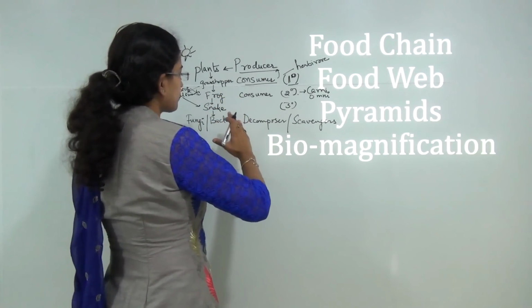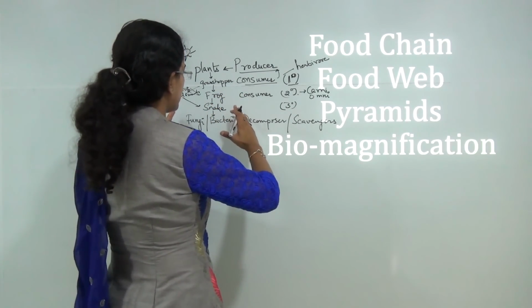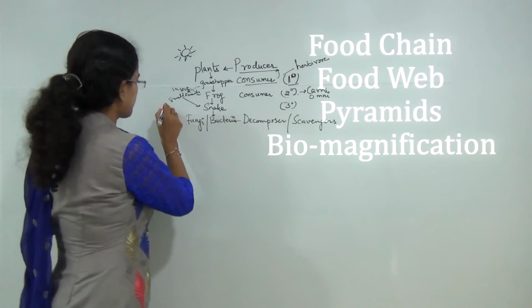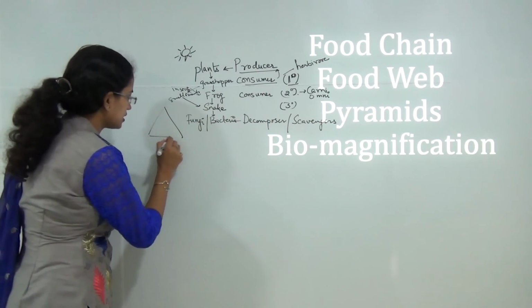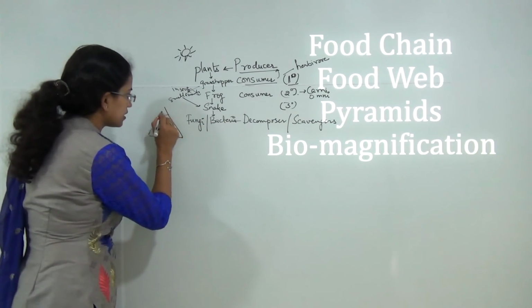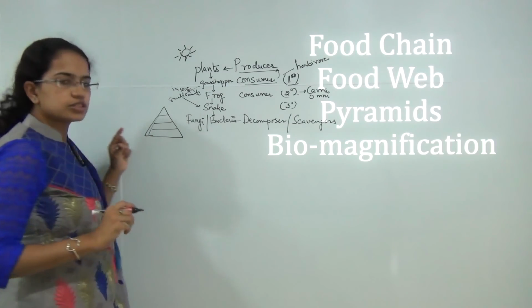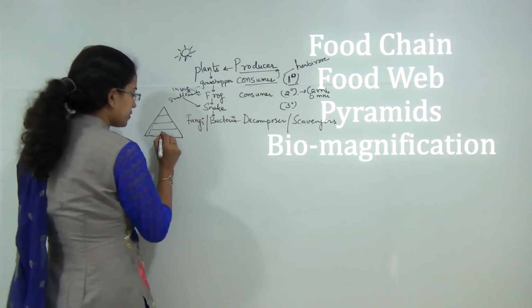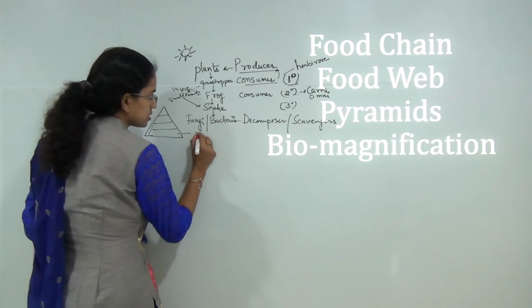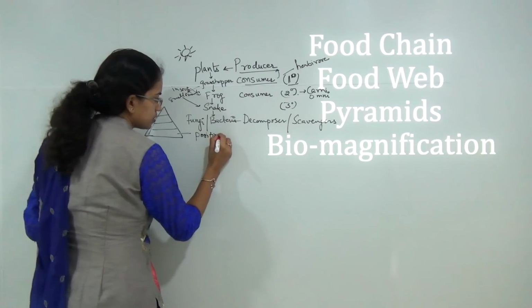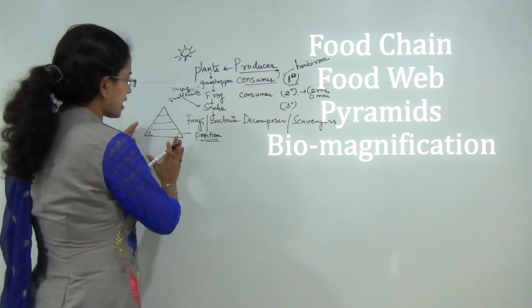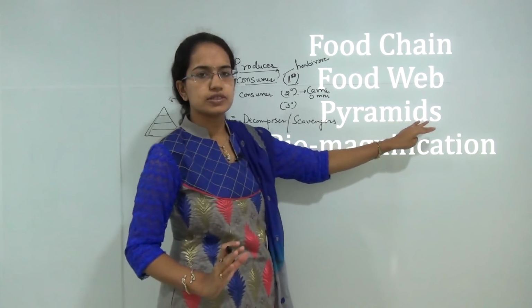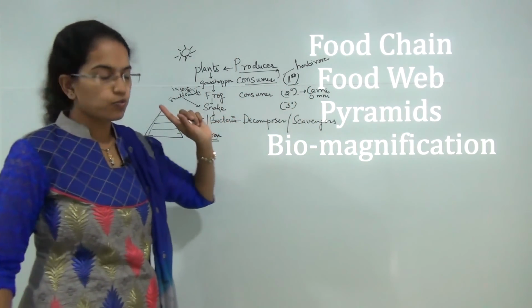And finally you have the trophic level, which stands for the hierarchy that explains their position in the ecosystem. So it talks about their position in the ecosystem. And once we understand the trophic level, we can understand the concept of pyramids. So let's move one by one.